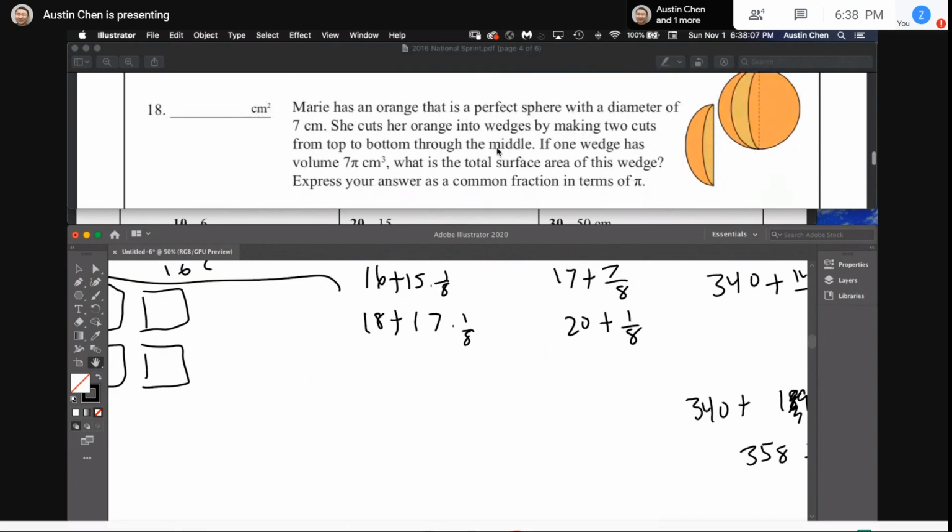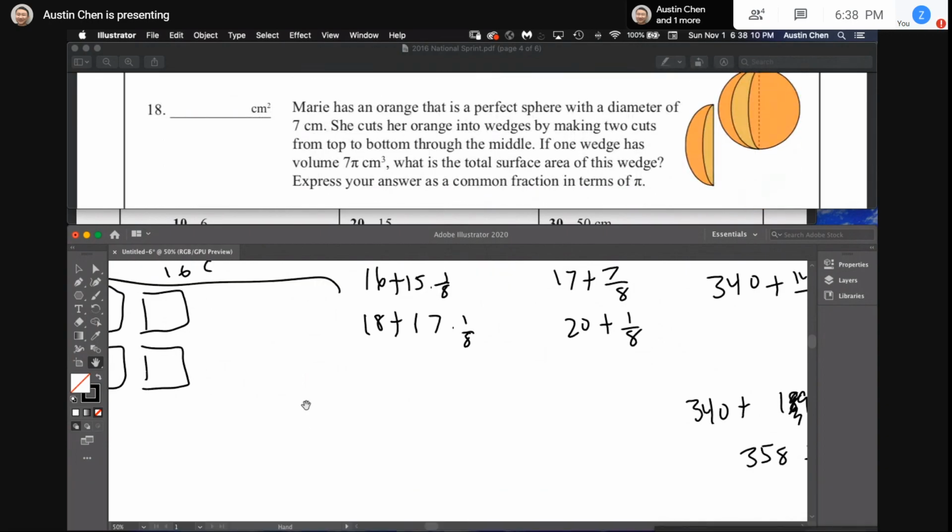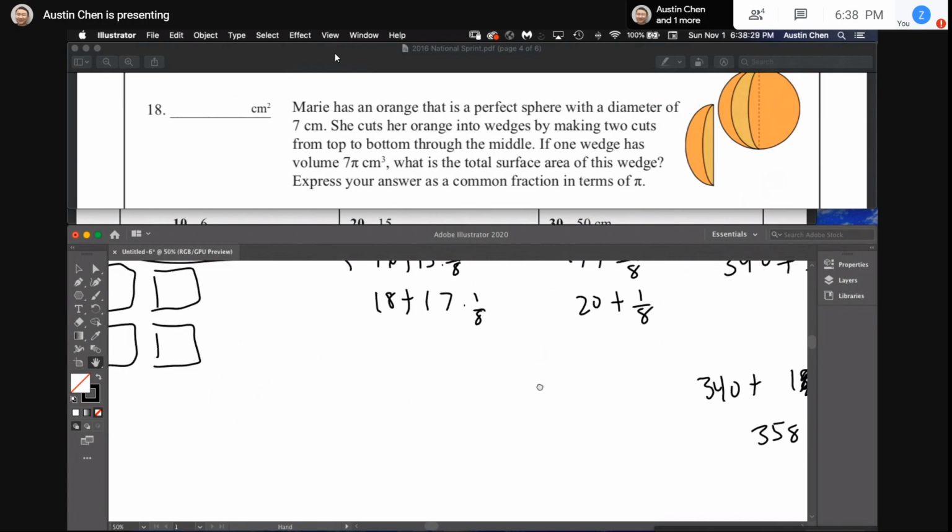Okay. Number 18, Marie has an orange that is a perfect sphere with a diameter of 7 centimeters. She cuts her orange into wedges by making 2 cuts from top to bottom through the middle. If one wedge has volume 7 pi centimeters cubed, what is the total surface area of this wedge? Express your answer as a common fraction in terms of pi.